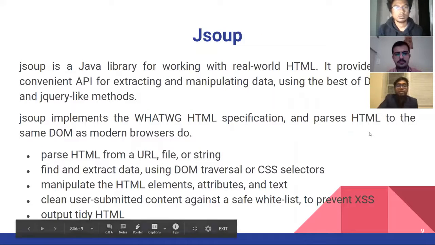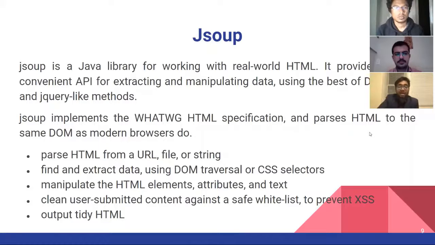JSoup. So what is JSoup? JSoup is a Java library for working with real-world HTML. It provides a convenient API for extracting and manipulating data. So what are we using JSoup for here? We are using it for text processing. And how are we doing that? We are parsing the URL using JSoup, and the URL is being transformed into a text file with the help of JSoup.